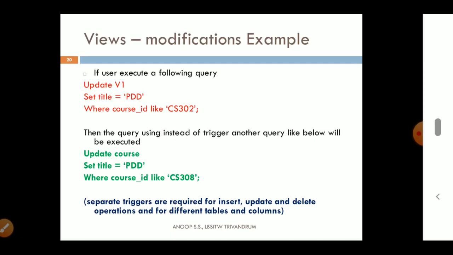So this is what actually happens when we give permissions to the user for inserting, deleting or updating values in views. They will write queries to update or insert into the view. It will be changed to the actual database query using an instead of trigger. More about instead of triggers will be explained in the next class.